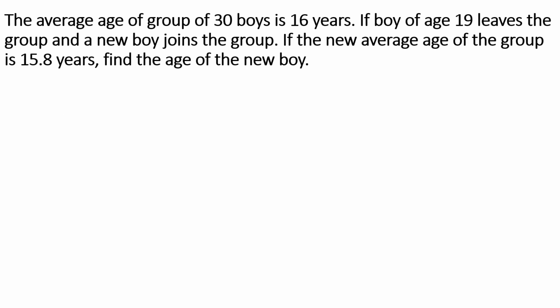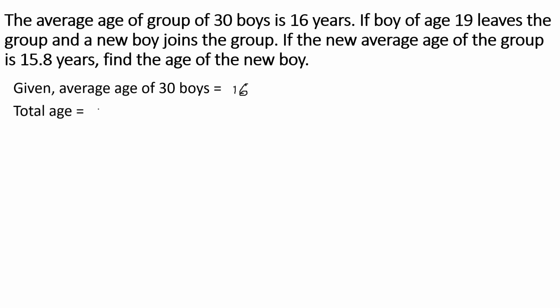Next question. A similar one. The average age of a group of 30 boys is 16 years. If the boy of age 19 leaves the group and a new boy joins the group, and if the new average age of the group is 15.8 years, find the age of the new boy. Now, the average age of 30 boys is how much? 16. So total age will be 16 into total boys, that is 30. So 16 into 30, that is 480.